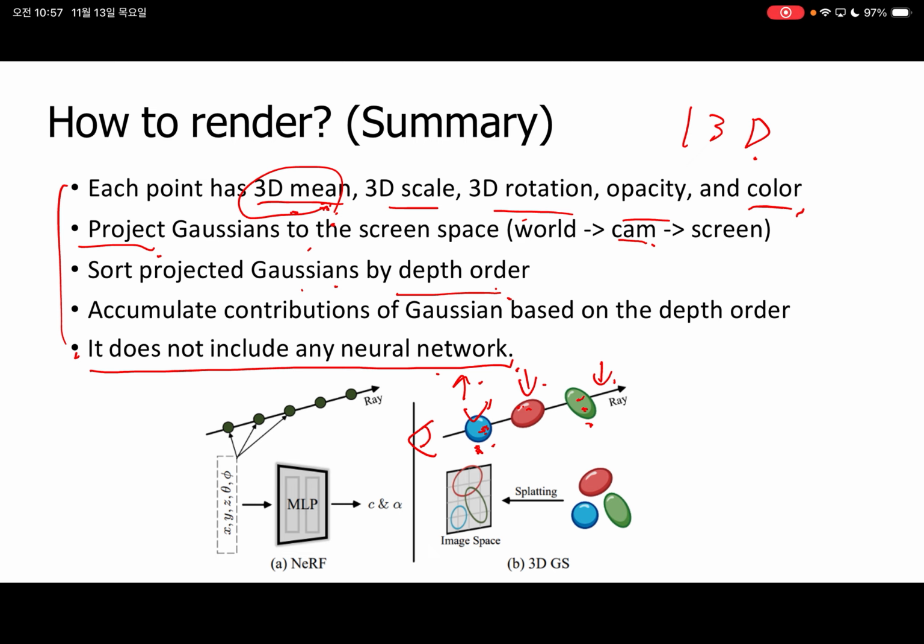We will cover details later, but it looks very similar, right? We shoot a ray, and then we sort all the points or Gaussians based on their depth values, and then we accumulate contributions along the ray direction, right? And then we get the final color. Actually, that is based on the rendering equation.